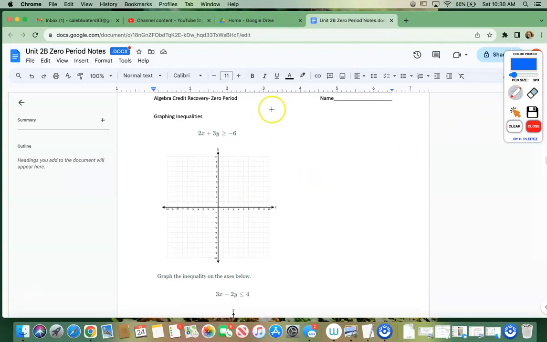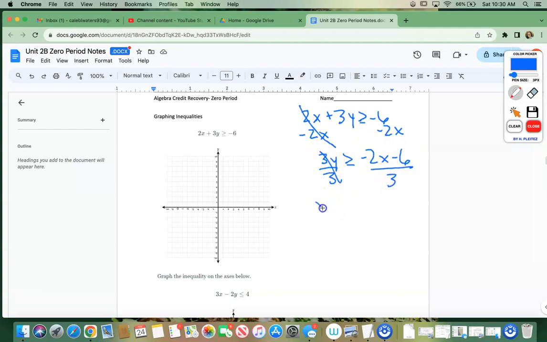So I'm going to go ahead and solve this one for y. I'll write it over here so we have room. So 2x plus 3y is greater than or equal to negative 6. And so what you need to do is get this y by itself. So I'm going to subtract 2x over. And so that makes that go away. I'll make it 3y is greater than or equal to negative 2x minus 6. Then divide by this 3.